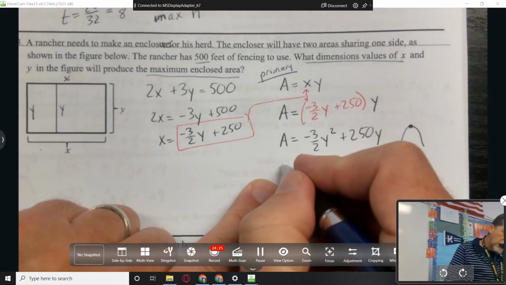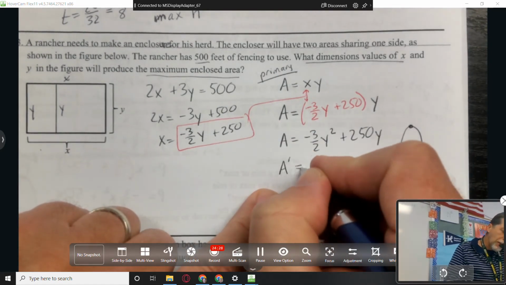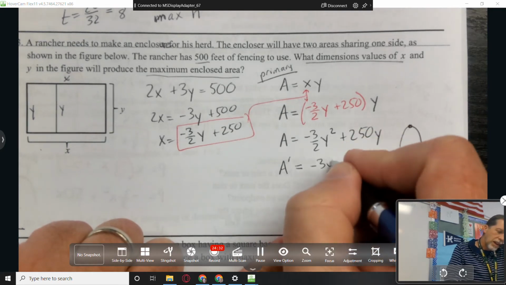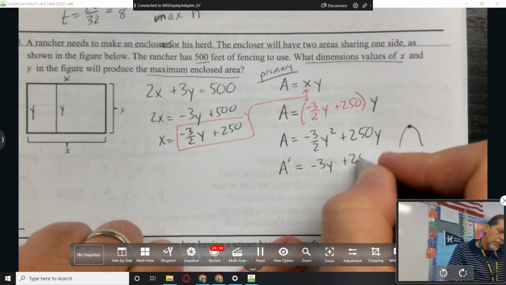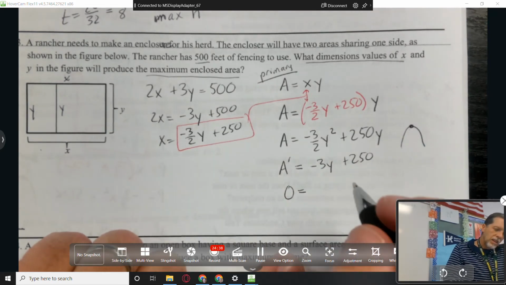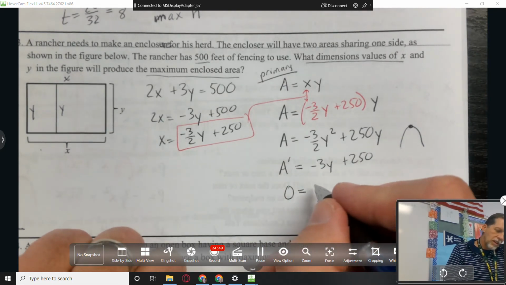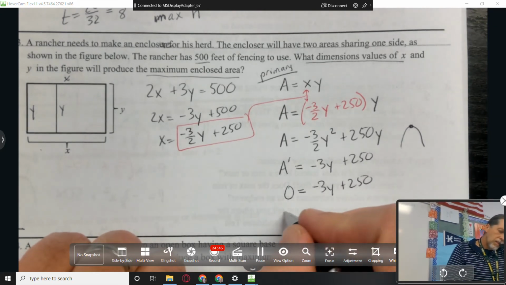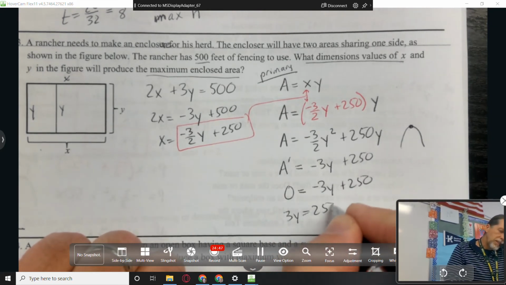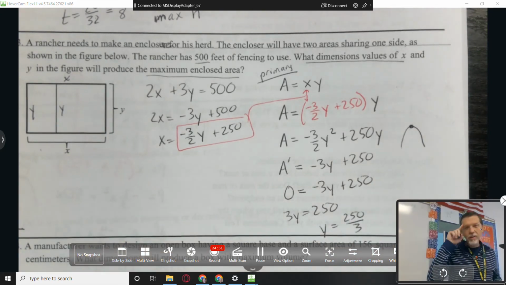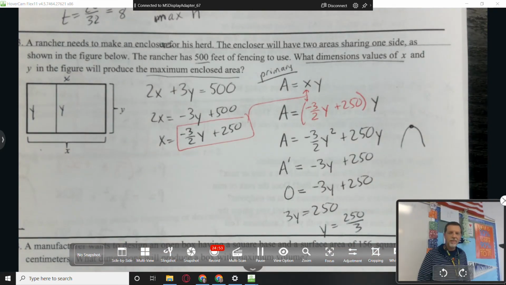Let's take the derivative of A with respect to Y. So negative 3Y plus 250. Set that equal to 0. So 3Y equals 250. Y equals 250 over 3. That's 83.3. Whatever that is, we'll leave it as 250 over 3.